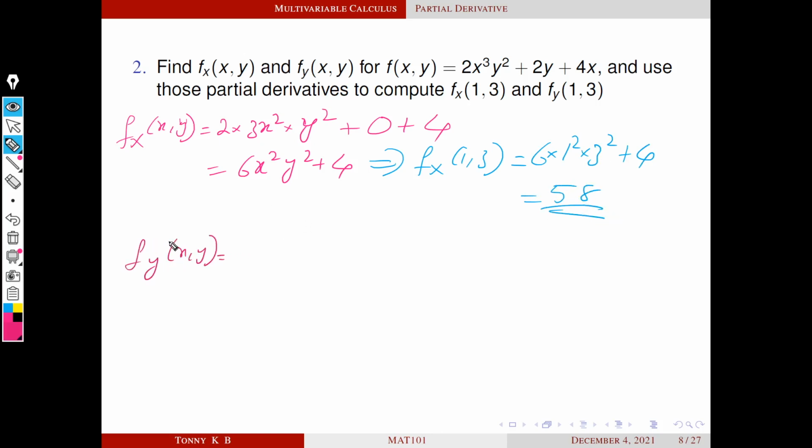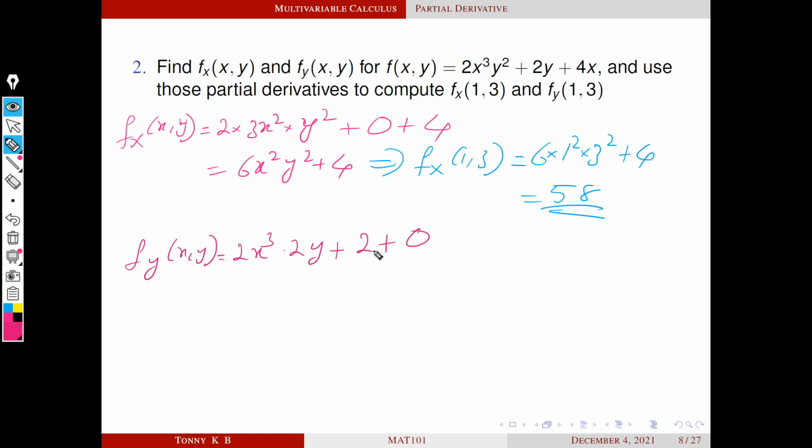Similarly, you can find the derivative of f with respect to y by differentiating this expression by keeping x as a constant. So what is the derivative with respect to y? Yes, 2x³ is a constant. So this becomes 2x³ into the derivative of y², that is 2y, and the derivative of 2y with respect to y, that is 2, plus the derivative of 4x with respect to y. Now this x is a constant, so this becomes 0.